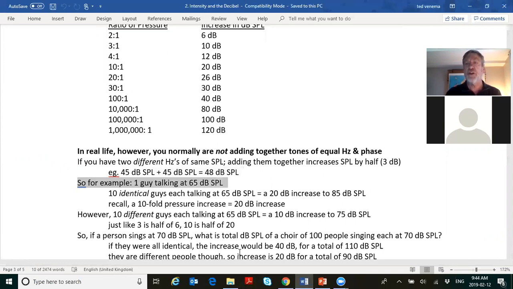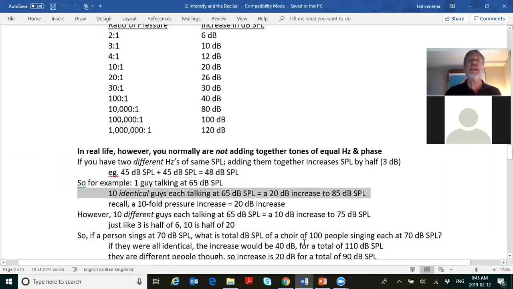Average conversational speech is about 65 dB. All right, so you have a guy talking at 65 dB SPL. If you were somehow in a science fiction movie able to make 10 clones of that guy, 10 identical guys, and they're each talking at 65 dB SPL, that would be a 20 dB increase. You'd go up to 85. Recall, a 10-fold increase is a 20 dB increase.